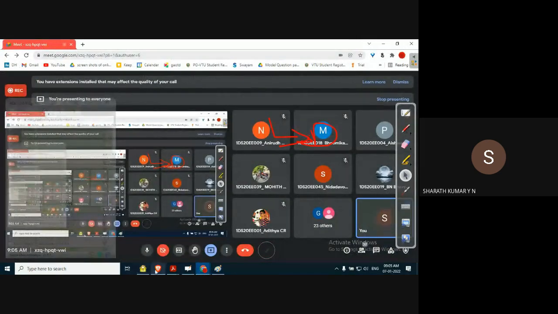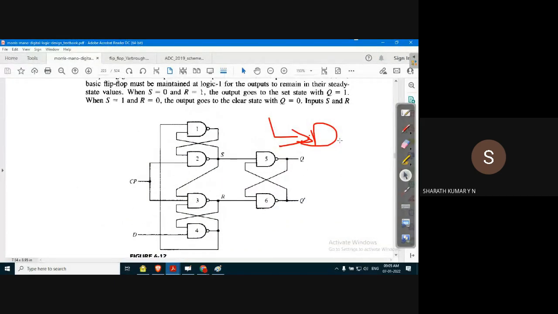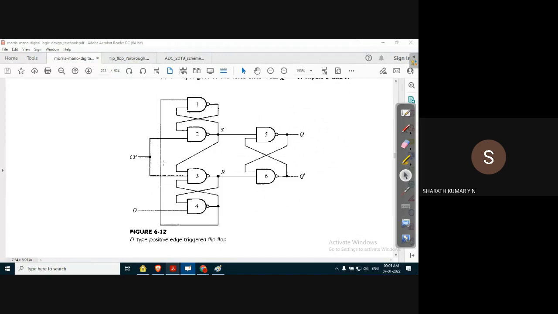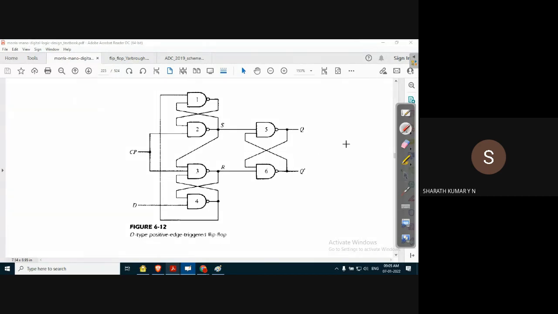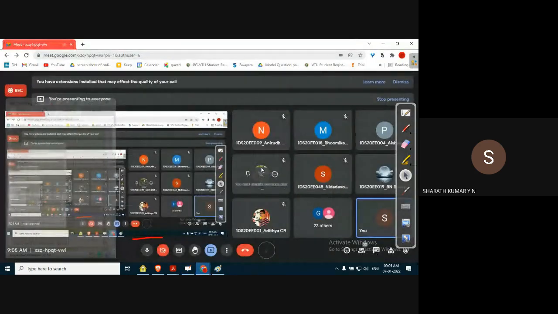Let us discuss this D flip flop. The basic idea here is very simple. If you observe this, it's an edge triggered D flip flop. Basically, it is a D type of flip flop.